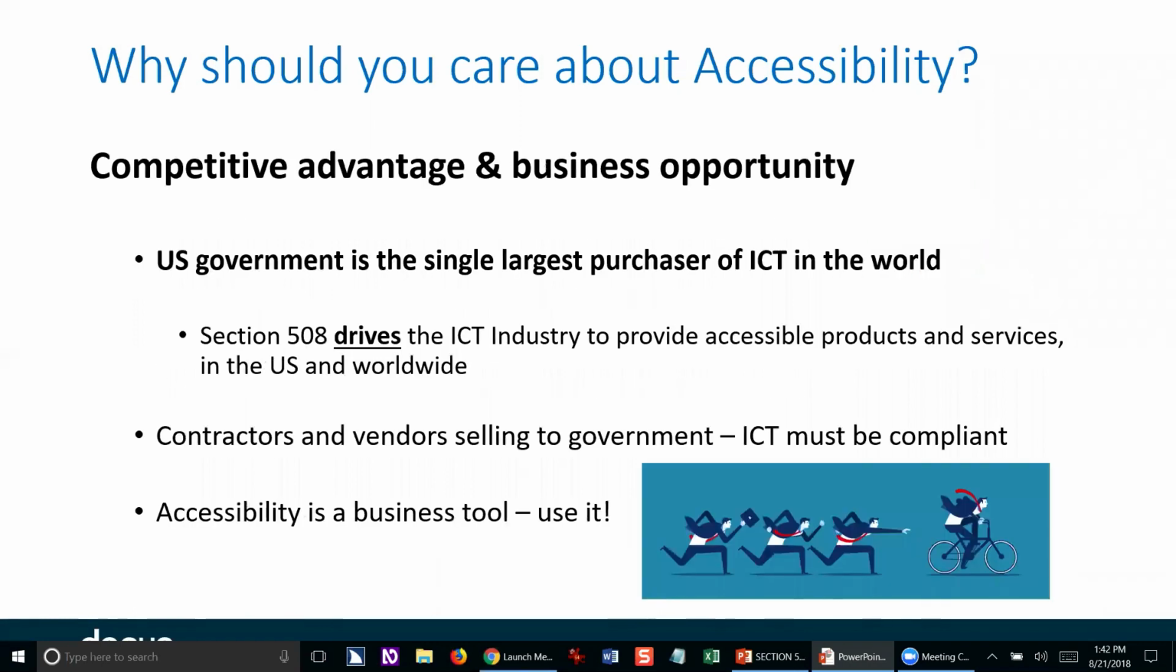Now, to move on to a positive point on why you should care about accessibility, because it gives you a competitive advantage. It helps to think of accessibility as a business tool. If you're a federal contractor or vendor, you know that you have to provide Section 508 compliant ICT. It's very significant to note here that the US government is the single largest purchaser of ICT in the world. Because of this, we can see that Section 508 is really a driving force in accessible ICT in the entire world.